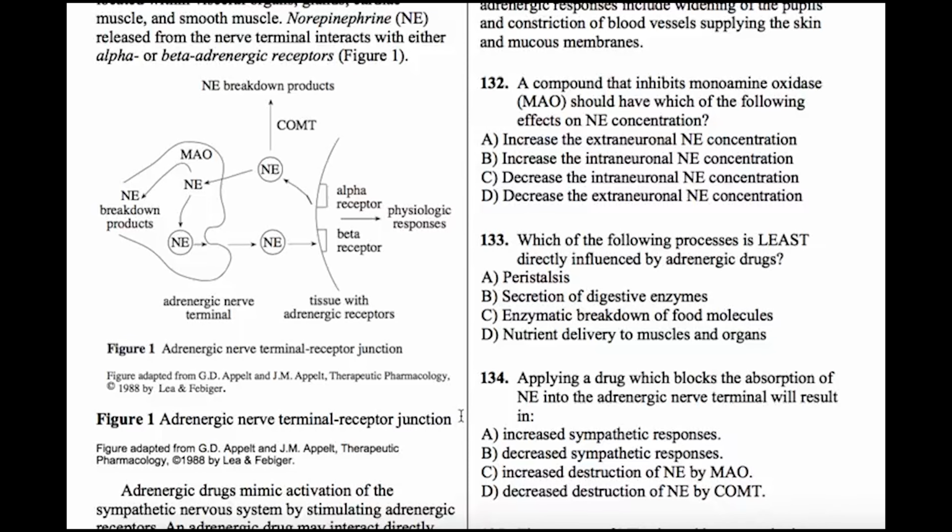All right. Which of the following processes is least directly influenced by adrenergic drugs? This passage actually gives us examples. It reminds us what sympathetic responses are. I don't know if you're usually going to see that within the passage, but it's nice that it's there. But we know generally that fight or flight responses like to inhibit digestion.